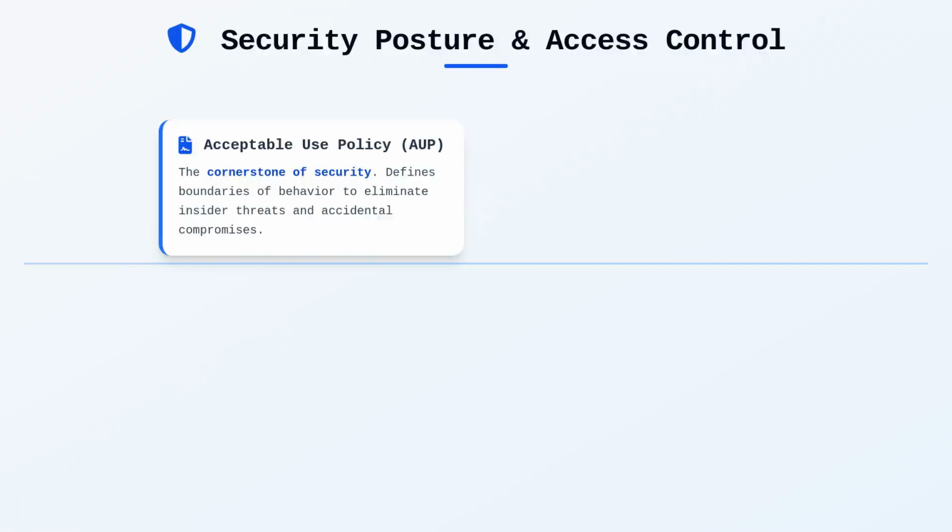Developing and enforcing an acceptable use policy is the cornerstone of any organizational security posture, as it clearly defines the expectations for system interaction. You must ensure that users and administrators understand the boundaries of acceptable behavior, which inherently minimizes the risk of insider threats or accidental compromise of sensitive systems.